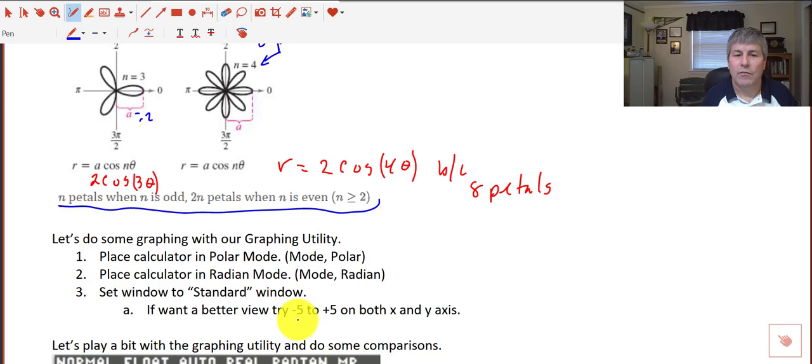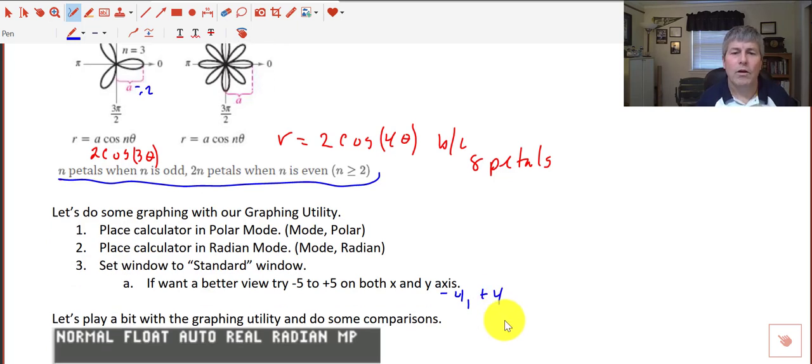I'm going to view between -5 and 5 on both the x and y axis, although in this one I actually changed my y-axis to -4 to 4. And we're going to play a little bit with this. So let's go ahead and get our calculator set up.